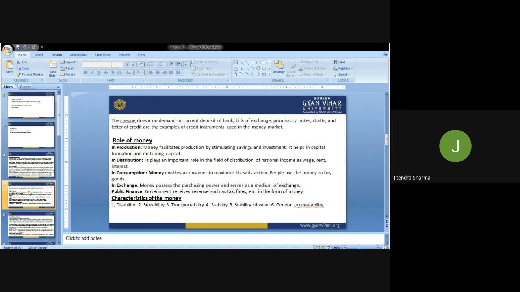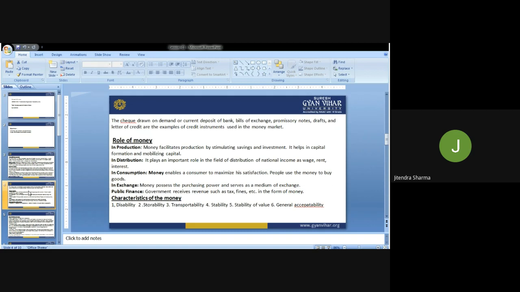In exchange, it is definitely very easy. If we have money in a transaction, we can easily exchange the creation of work or a product into money. Money possesses purchasing power and serves as a medium of exchange. Yes, that is there. Public finance: government receives revenue such as taxes, fines and duties, and they can easily be collected if we have money in the transaction.